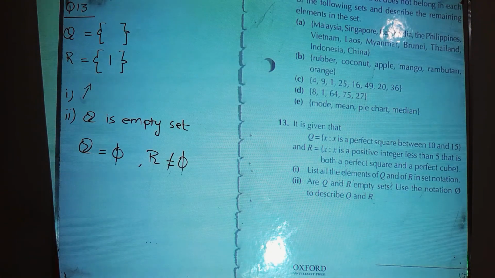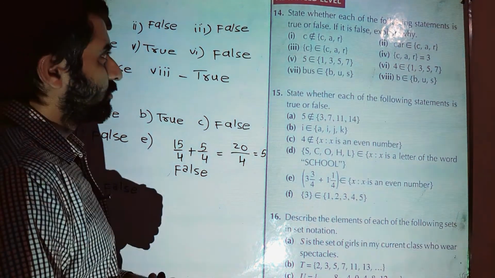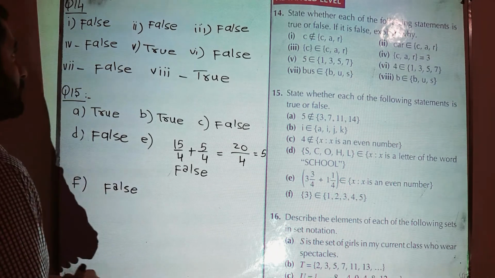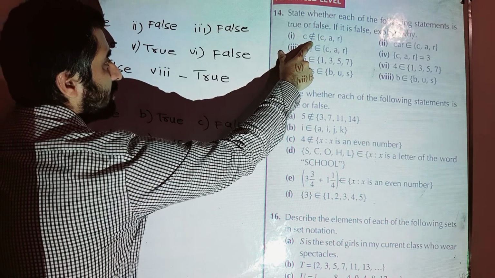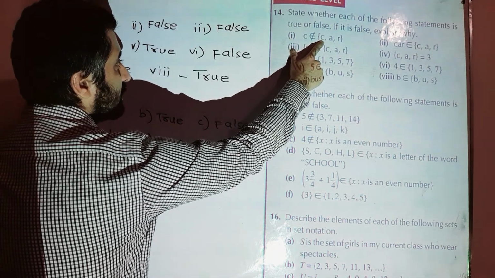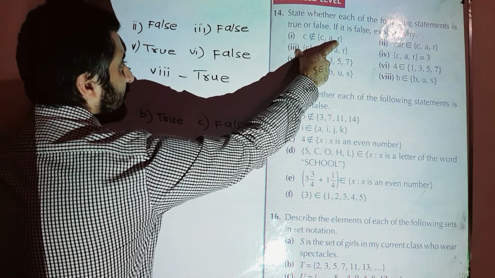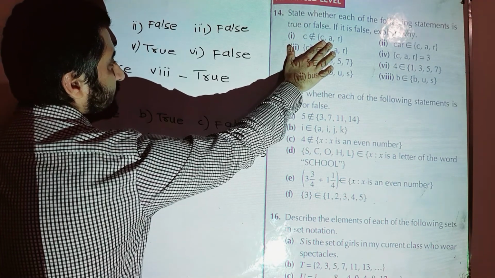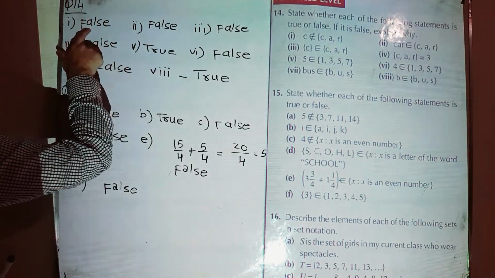This is the answer for question number 13. Question number 14 is state whether each of the following statements is true or false. If it is false, explain why. Part number 1. C is not an element of, this symbol means not an element of this set. This set has elements C, A, R. So C is an element of this set. So this statement is false. Answer is false.